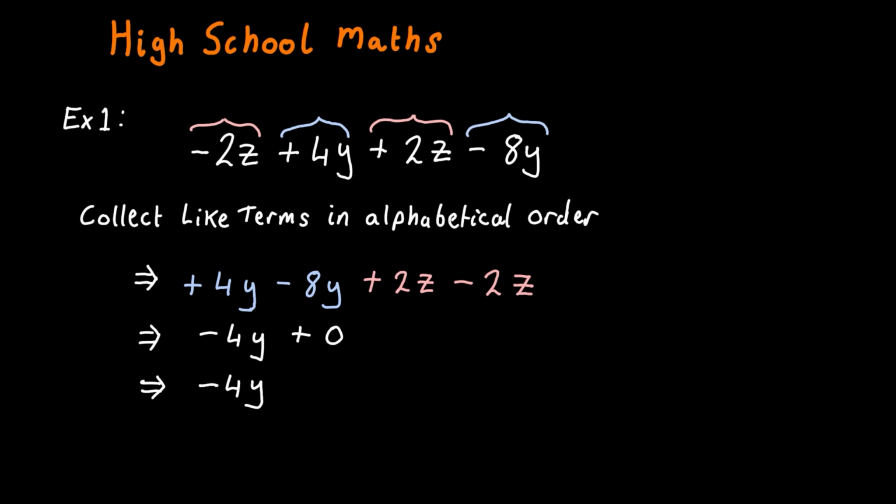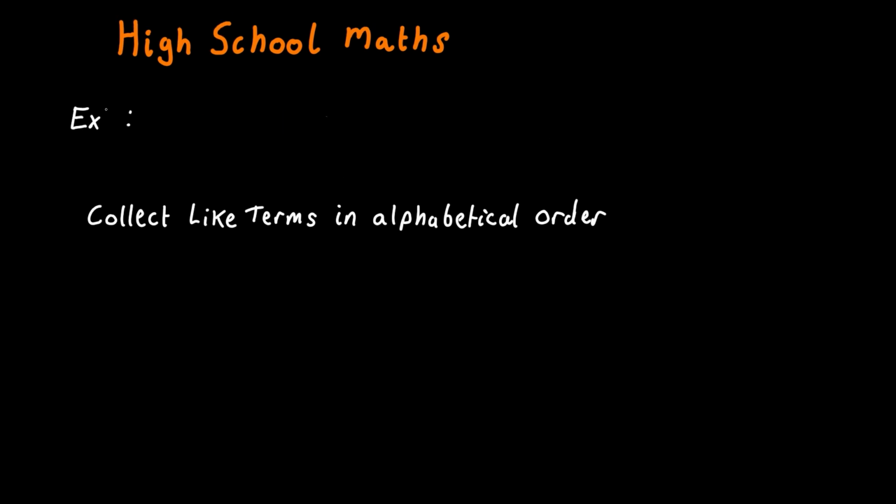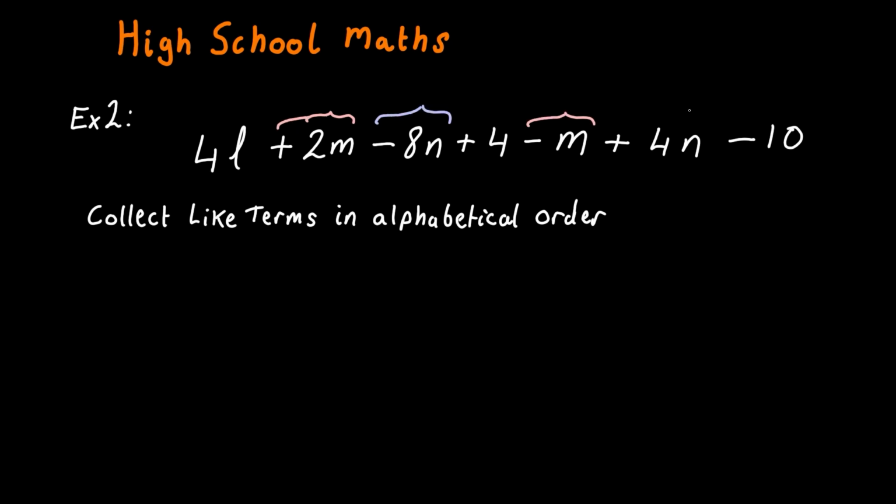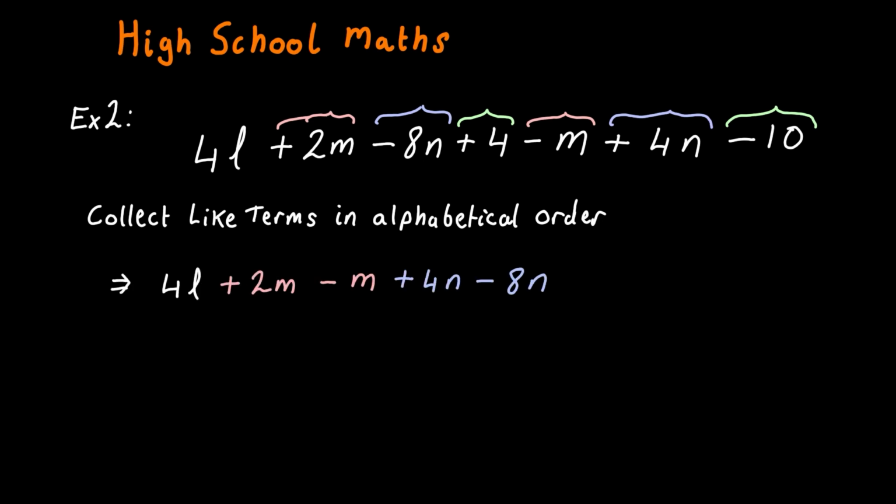So as long as we can identify like terms within an expression, all we really need to look at is the coefficients within the expression. And we simply add or subtract the coefficients between the terms. In example 2, we've got 3 different like terms. And again, we need to order these terms alphabetically. And now we either subtract or add together these like terms, and we end up with 4l plus m minus 4n minus 6.